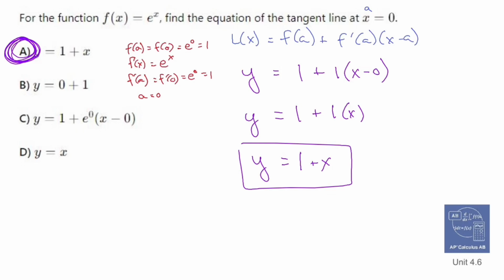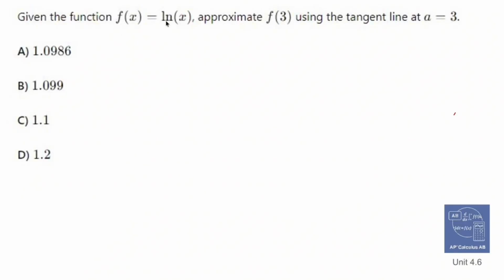So this method works just fine. Given the function f of x equals ln of x, approximate f of 3 using the tangent line at a equals 3. Well, we're going to do this using the linearization method. The linearization method says L of x equals f of a plus f prime of a times x minus a. All right, so let's see what we can find out.